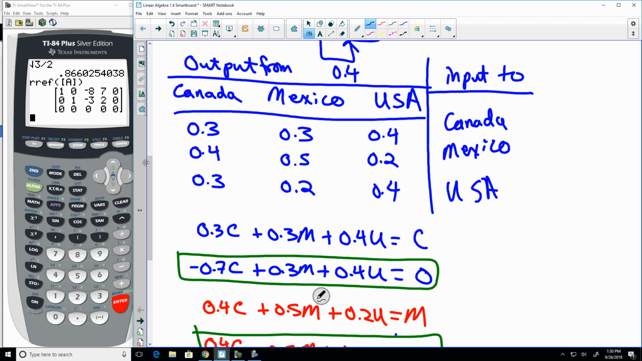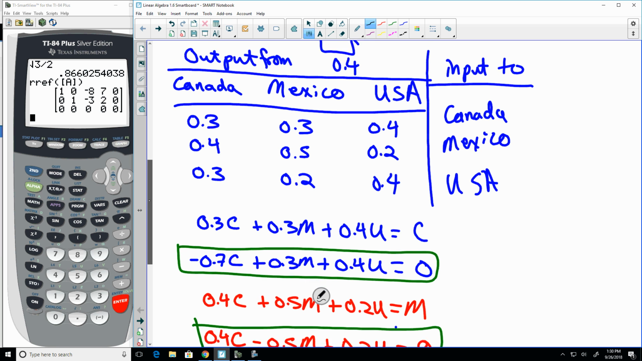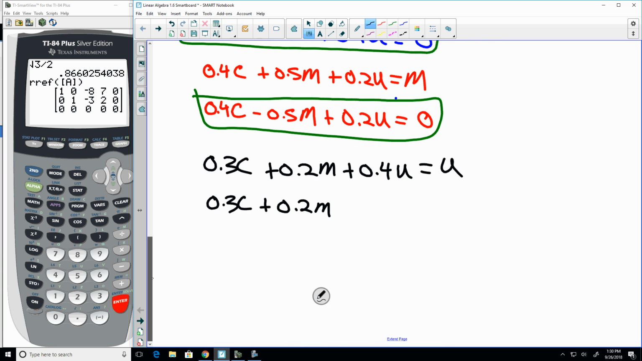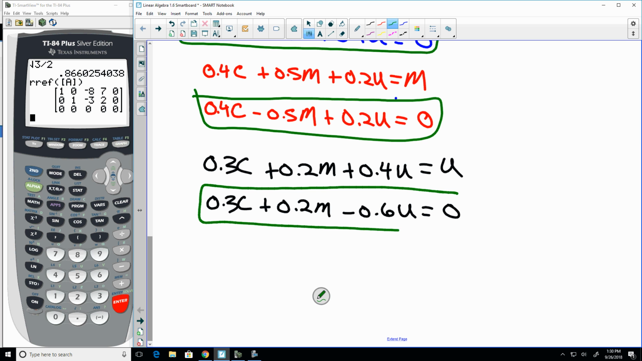The columns have to add up to be 100%. The rows don't have to add up to be 100%. Okay. All right, so if we subtract U, we get negative 0.6 U equals 0. So this is our last equation. We're going to put all that in a matrix. Let's try to solve it.